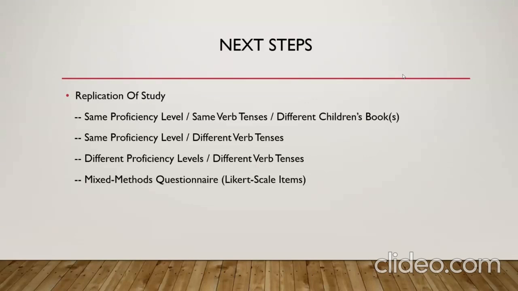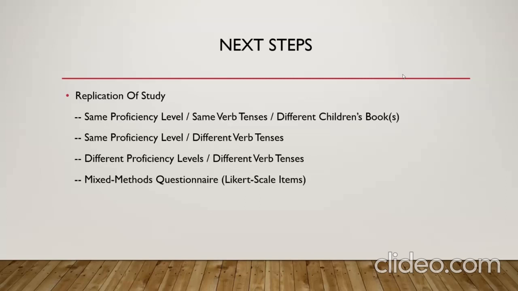Another possibility is using different verb tenses or different grammatical or linguistic features that are typical at the 1002 level. Another possibility might be to use the same verb tenses, but at a different proficiency level, say at the third or fourth semester level, or even beyond that. And also using either the same or different verb tenses to see if the results obtained here would hold across different grammatical features and different proficiency levels.